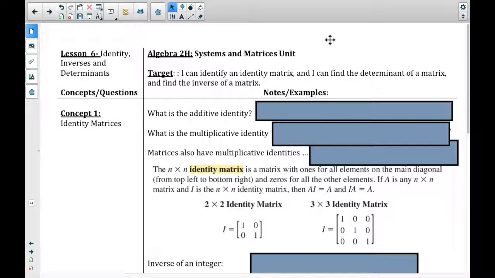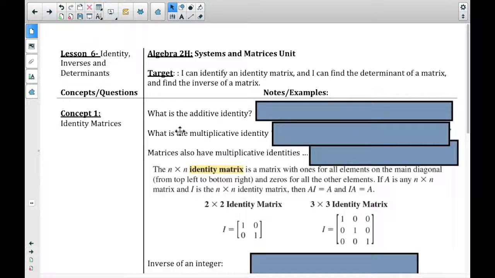Hi guys, we are continuing to talk about matrices, and in this lesson we're going to be talking about the identity matrix, inverses of matrices, and the determinant of a matrix. So that's kind of what we're focusing on. These are all three different sort of operations that make matrices useful.